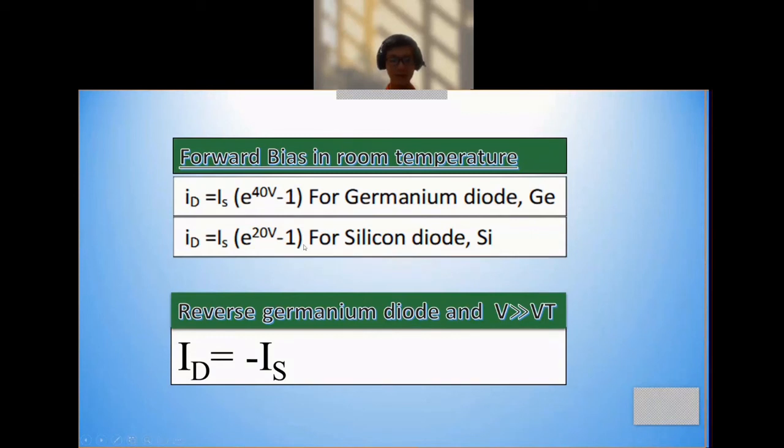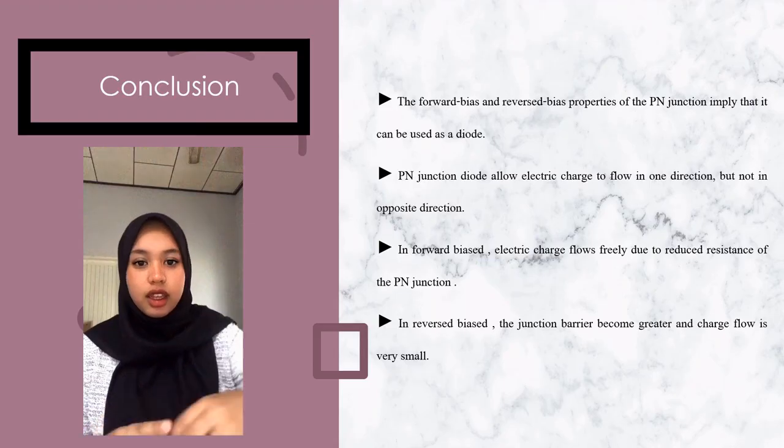If we simplify the formula, we get that the forward bias at room temperature for the germanium diode is this formula: ID equals IS times (e to the power of 40 V minus 1). And for the silicon diode, we get ID equals IS times (e to the power of 20 V minus 1). And for the germanium diode in reverse bias condition, we get ID equals negative IS.